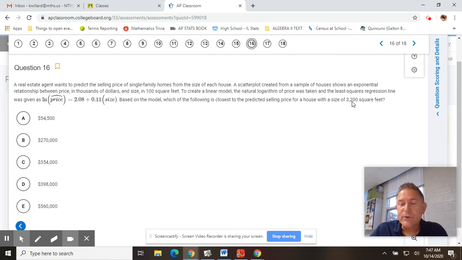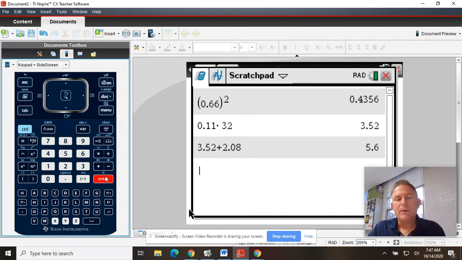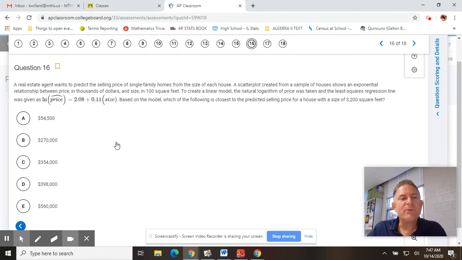Okay, so if a house is 3,200 square feet, that's 32 hundreds. So we're going to put the number 32 right there in place of size. So I'm going to go to my calculator. 0.11 times 32 plus 2.08. Enter. Okay, so what is that? 5.6. So here's the equation that we have right now.